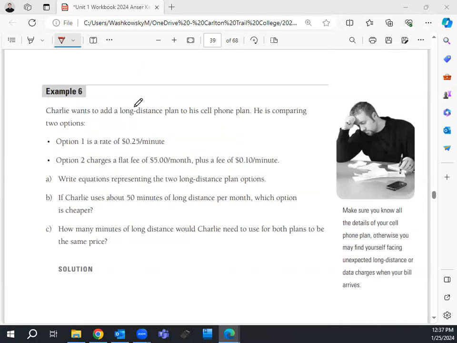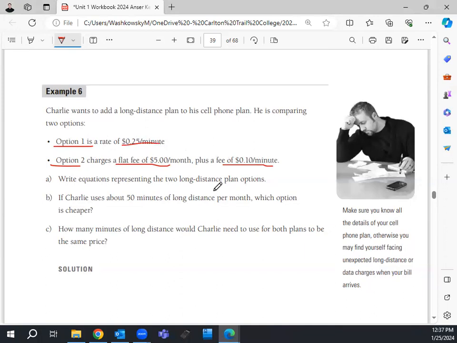So we're going to try out this example here, which basically, if we have someone who wants to add a long distance phone plan to their cell phone plan, this person's comparing 2 different options, right? So we got option 1, we got option 2. Option 1 is they're charging $0.25 a minute. Option 2 is charging a flat fee of $5 a month and then a fee of 10 cents a minute.